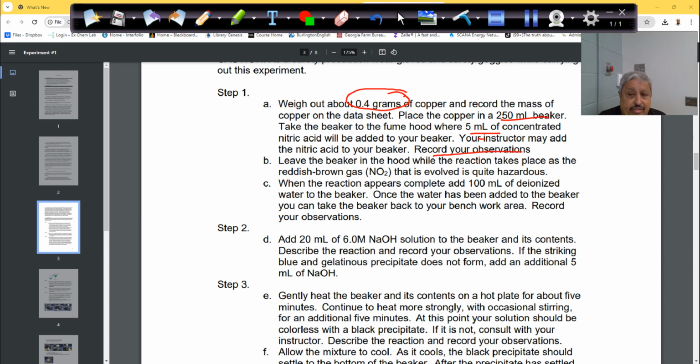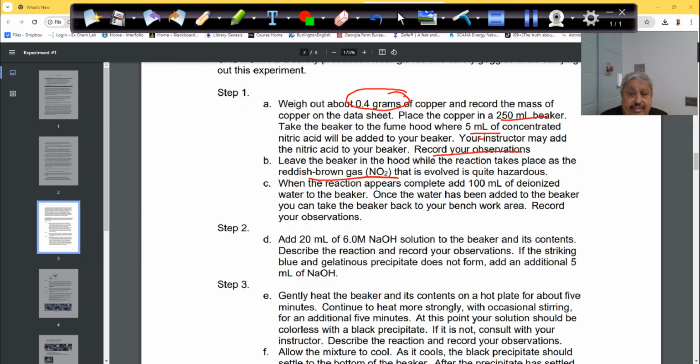Leave the beaker in the hood because of NO2. Close the window because nitrogen dioxide is highly carcinogenic, can cause cancer in the lungs. So then you have to observe that all the copper pieces are dissolved. If not, add more nitric acid, concentrated.